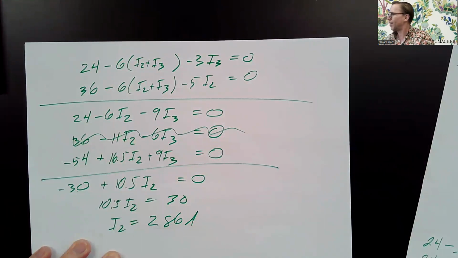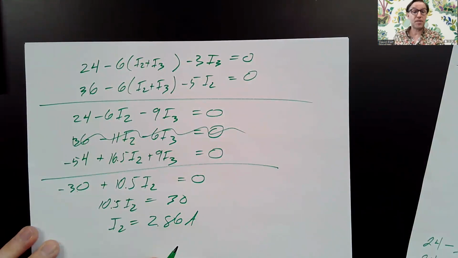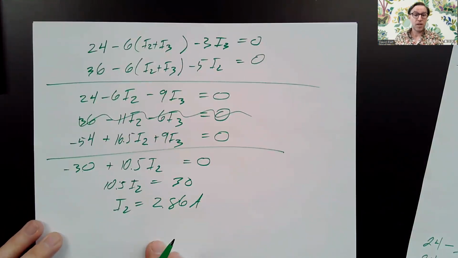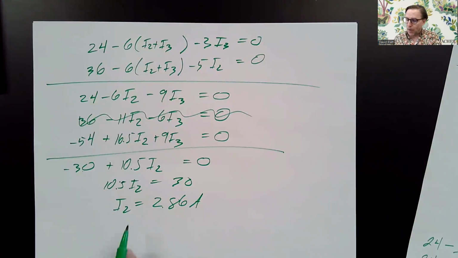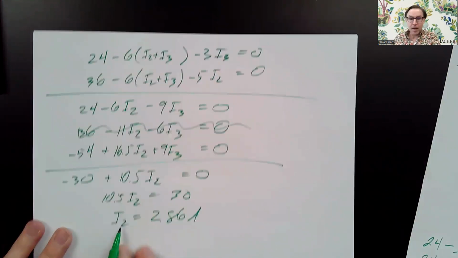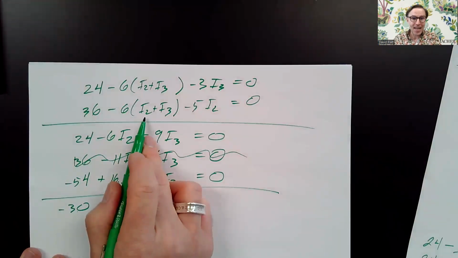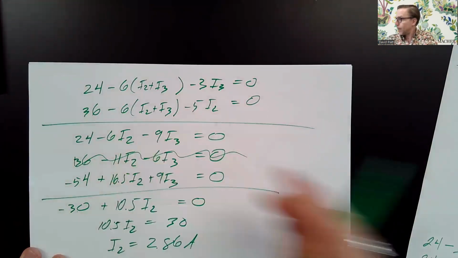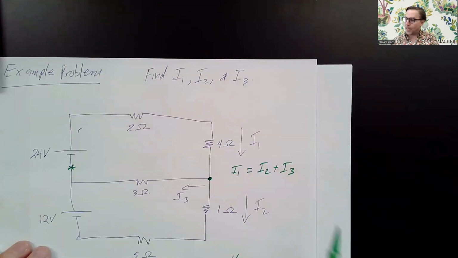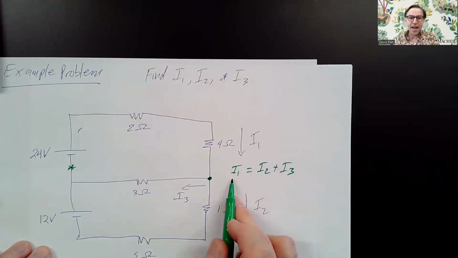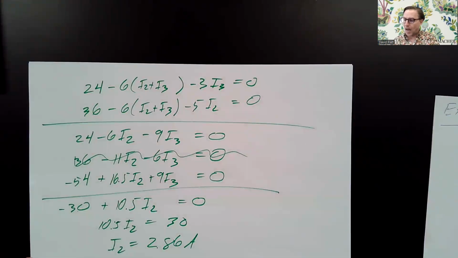And this is I2, which is not quite what the book got. Well, it's sort of close to what the book got, but not quite what the book got, which annoys me. Feel free to tell me if you see I made an algebra error in there somewhere. Then once we know I2, we simply plug it in here and you can find I3. And once I know I2 and I3, I add them together and I get I1.